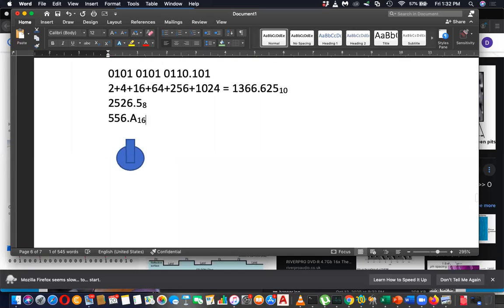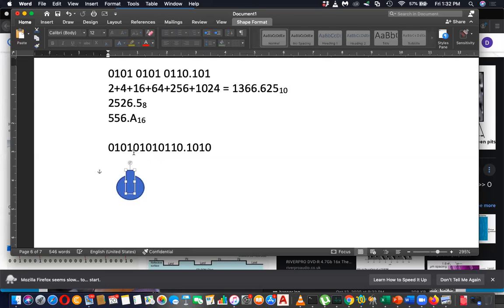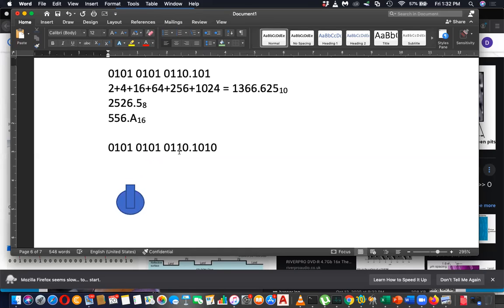In the other way also, 5 means 0, 1, 0, 1. 6 means 0, 1, 1, 0. A means 1, 0, 1, 0. So converting to binary is also easy, no? To convert into binary, you have to write 4 by 4: this 4, this 4, next 4, and this 4. Then you will get the original binary. And from binary to hexa also, it's easy: 5, 5, 6, and A.